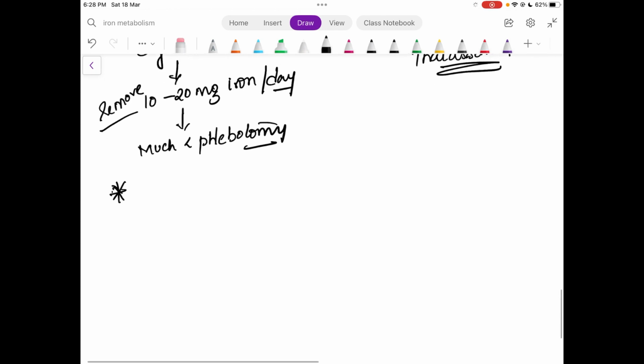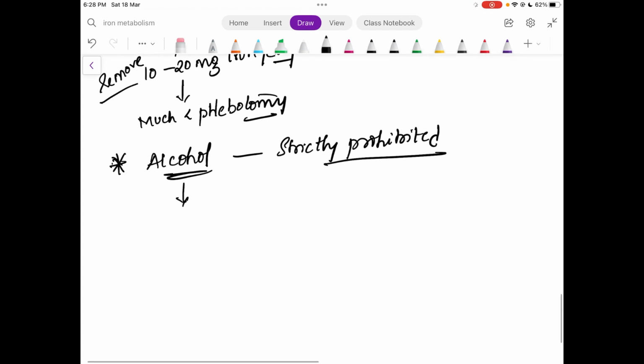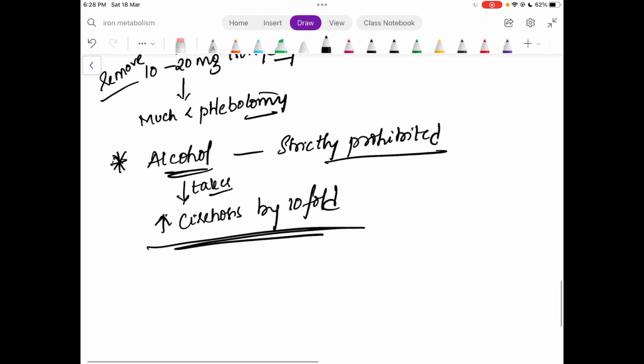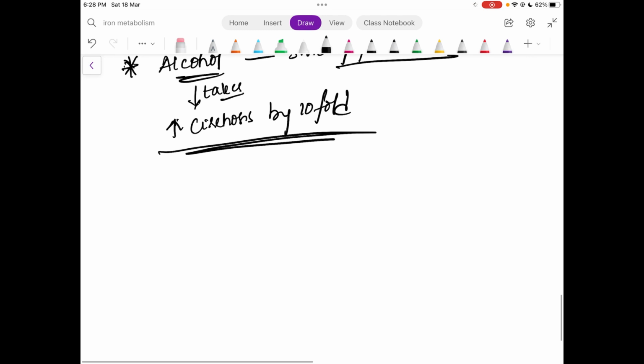You have to caution the patient about alcohol. Alcohol is strictly prohibited. If the patient takes alcohol, it increases cirrhosis of the liver tenfold. So you have to caution the hemochromatosis patient about taking alcohol.